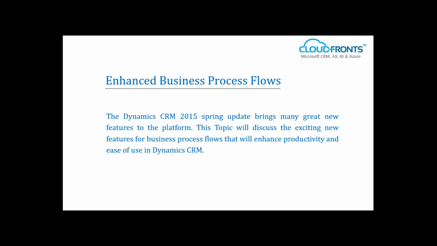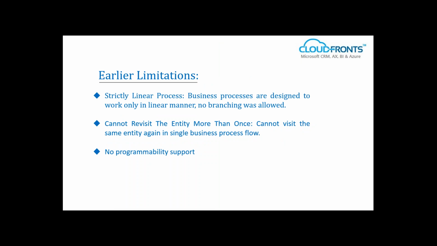Even though business process flow, when it was introduced in 2013, had some limitations, we'll cover some of the points here. It was a strictly linear process, that is, business processes were designed to work only in a linear manner, and no branching was allowed. By branching I mean any conditional logic, which you were not able to use. You also could not revisit the entity more than once, that is, you could not visit the same entity again in a single business process flow, and there was no programmability support.